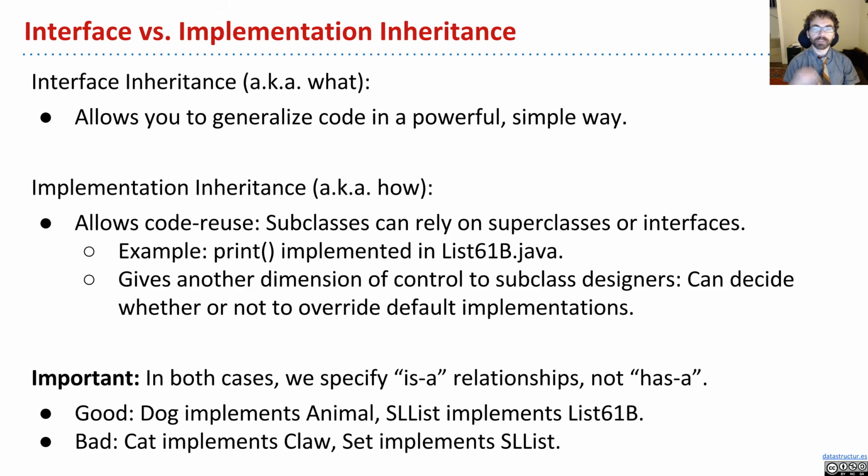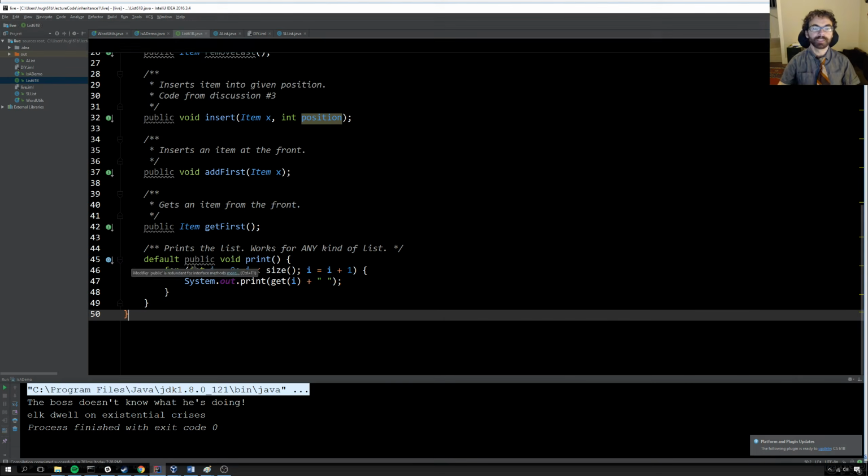To wrap up this lecture, let's compare and contrast the types of inheritance we've seen. So the first is interface inheritance. Love it. It's wonderful. It's just a great idea. It tells you what you can expect from your subclasses. So the superclass or the interface says all lists must do these things and allows you to generalize your code in just a powerful, simple way.